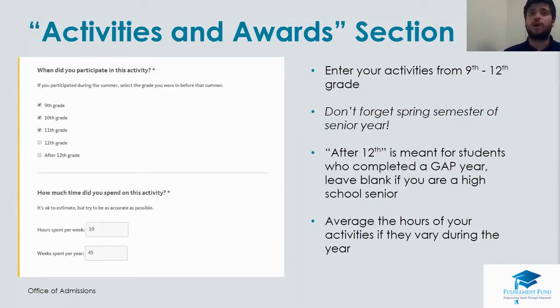For this section as well, make sure that you're not forgetting about your spring semester, especially for you seniors. Remember, you can definitely tell us what you are planning to do as well, not just what you're already doing or what you're currently doing. Also, keep in mind that we completely understand that you may not have the exact number of hours per week for this section of the application or even weeks per year. We just ask you to give us your best average when it comes to those involvement hours for your different activities, because that will give us a better idea of how long you were able to spend within that activity.